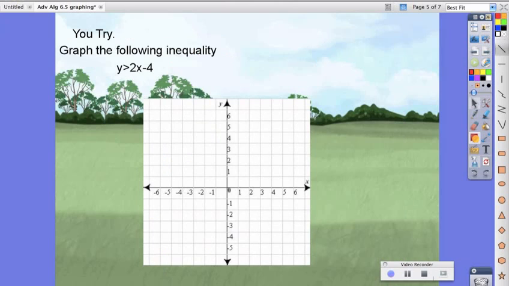Okay. Now I want you to try graphing y is greater than 2x minus 4. Then I want you to put this graph in your notes so that we can check it the next day in class.